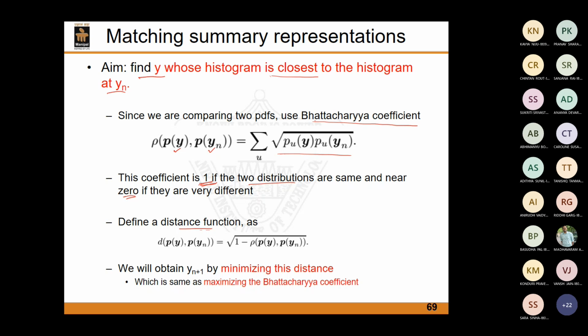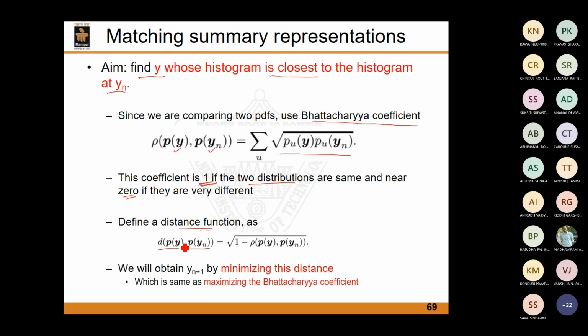In other words, instead of a maximization problem, it can also be formulated as a minimization problem if you write it this way. That is, if I calculate 1 minus rho of p of y comma p of yn, that means I take 1 minus the Bhattacharya coefficient and take the root. What I get would be what you call the distance function. So this basically calculates how much is the distance between the two histograms, p of y and p of yn.